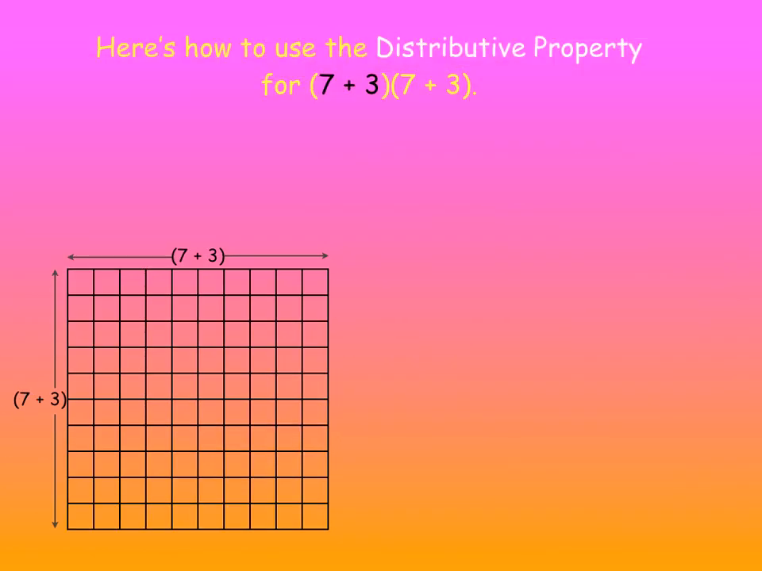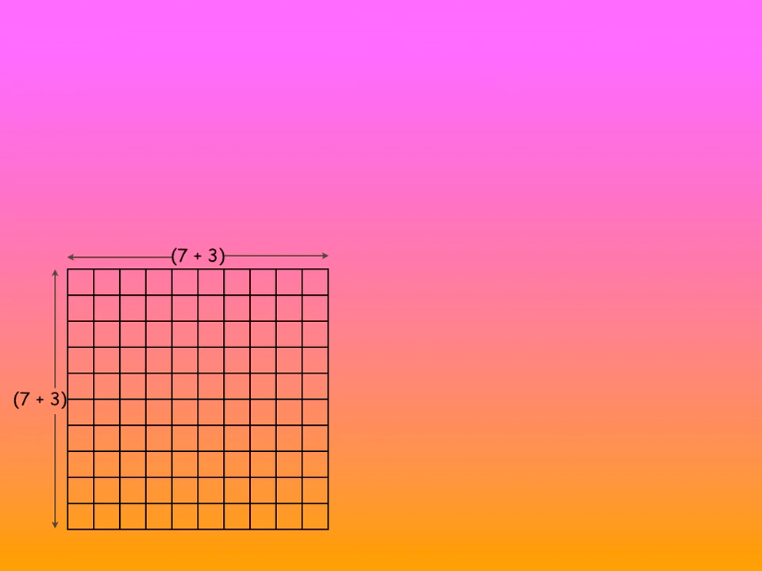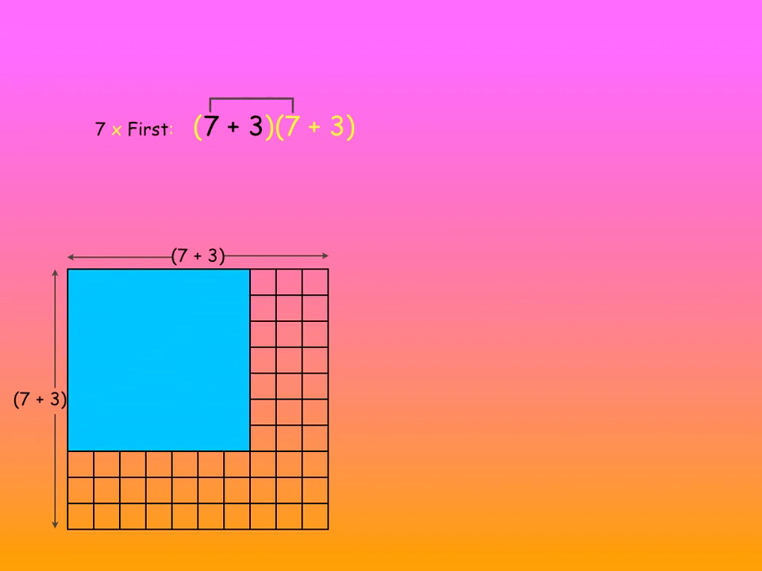And we'll do one other example. Here's how to use the distributive property for 7 plus 3 times 7 plus 3. Let's see if you can figure out how to do it. What do we do first? We'll do 7 times the first number, and what's the result? 7 squared. What's next? 7 times the last number.